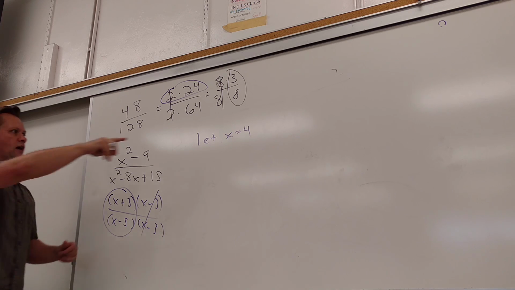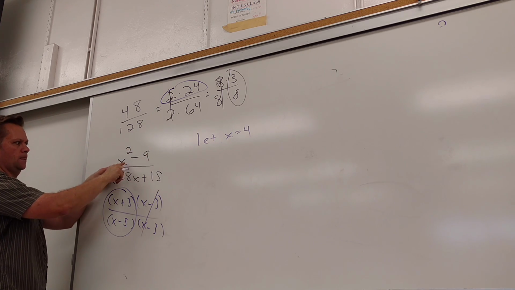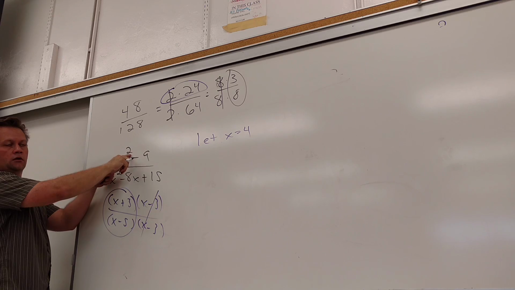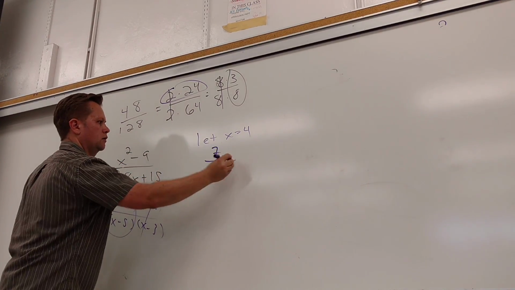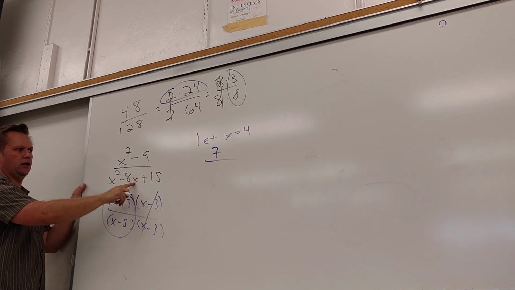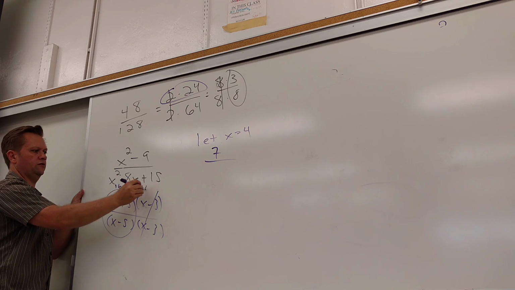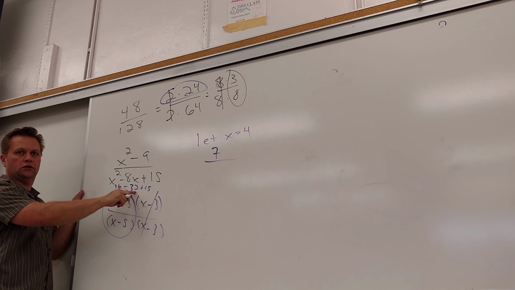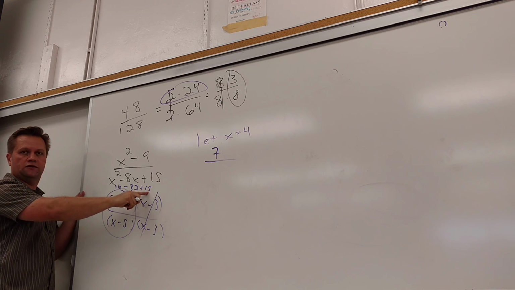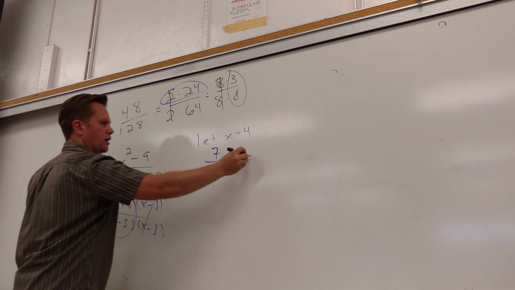Right? If x is 4, what's this? 4 squared? 16. Minus 9. 7. And what's this? 16 minus 8 times 4? 32 plus 15. 16 minus 32 is? Negative 16 plus 15? Negative 1. So I get negative 7, right?